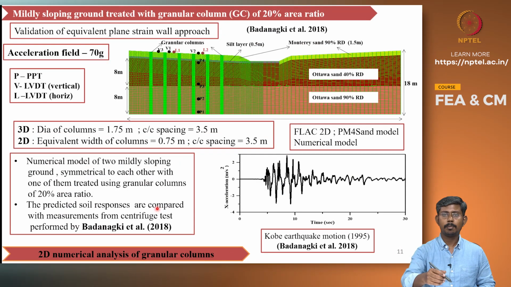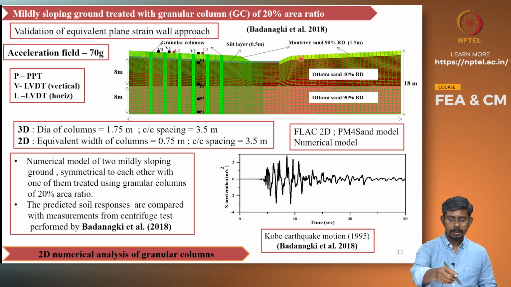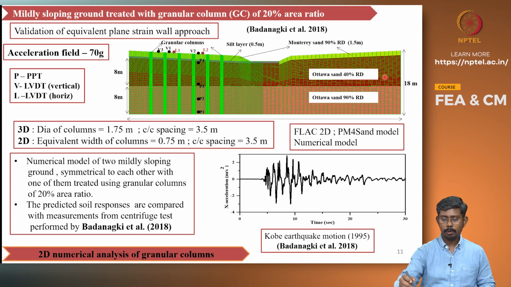So this plane strain modeling approach is used to simulate a boundary value problem. This is originally a centrifuge experiment reported by Baranaki et al. 2018, wherein it considered the sloping ground. On the left hand side, it is treated with granular columns of area ratio 20%, and the right side is the untreated ground. It is indeed a layered soil profile.